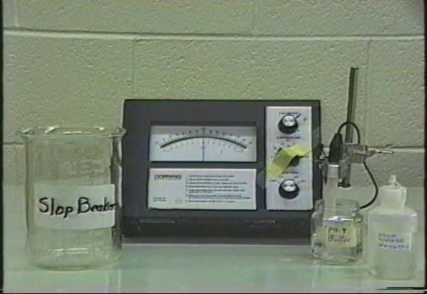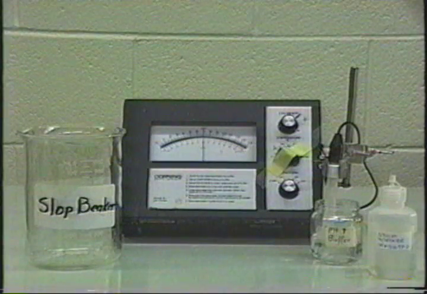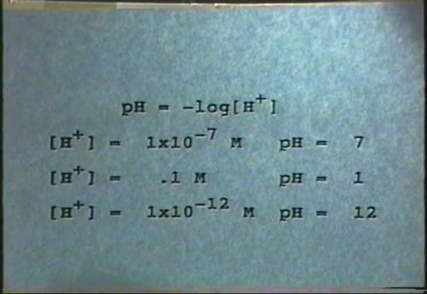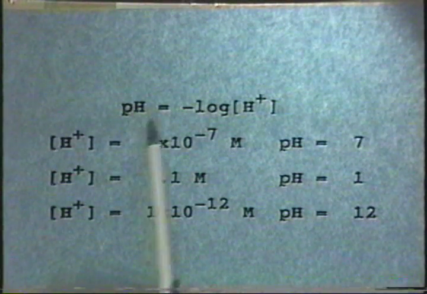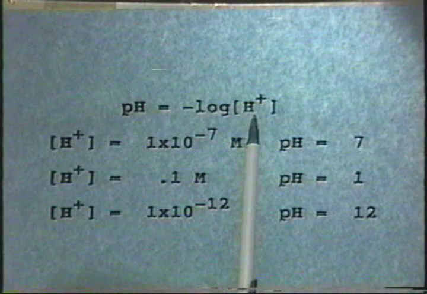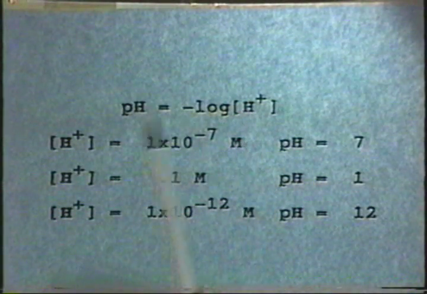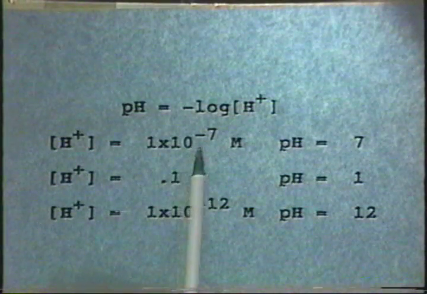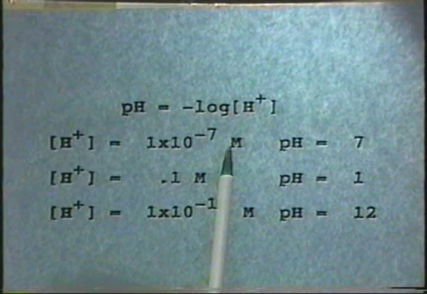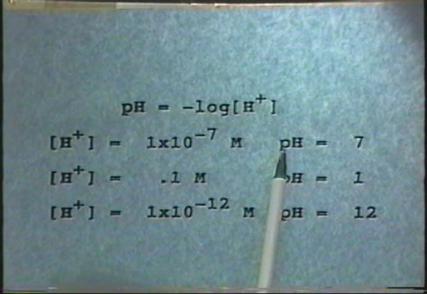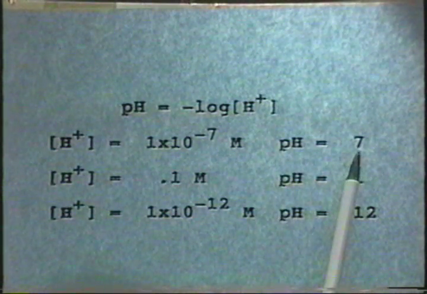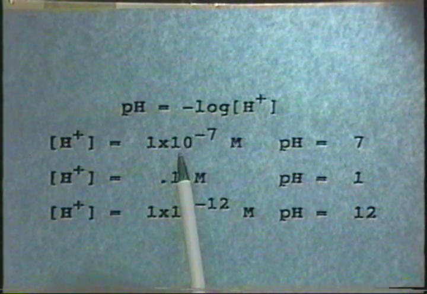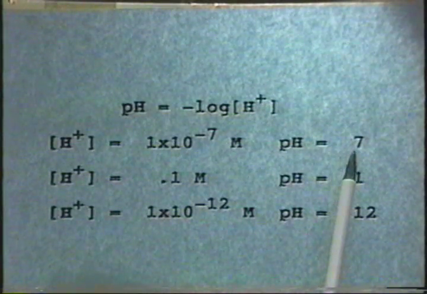Well, to start, let me ask, what is pH? pH is defined as the minus log of the hydrogen ion concentration. Now, pure water has a hydrogen ion concentration of 1 times 10 to the minus 7th molar. And that's at 25 degrees. That gives it a pH of 7. Now, this is a very small number, and therefore small traces of acid or base can markedly affect the pH of pure water.